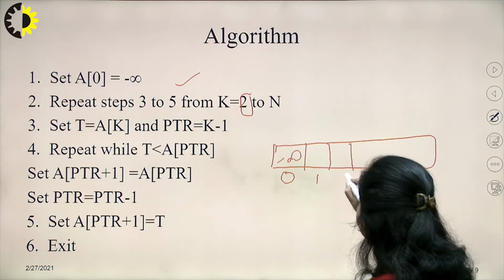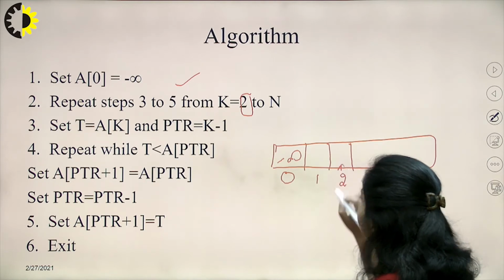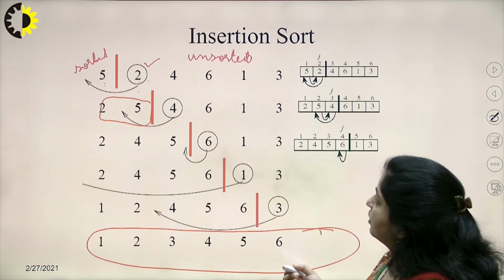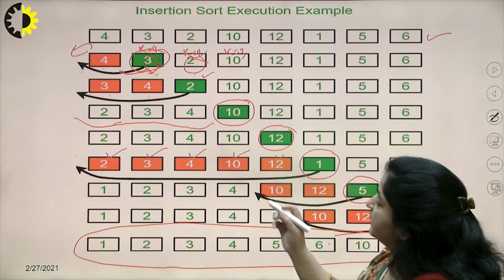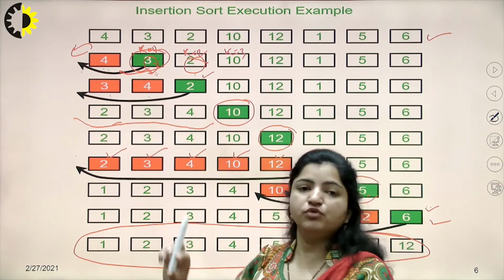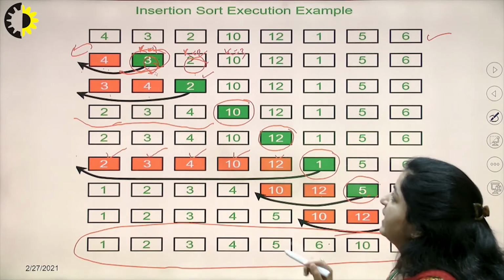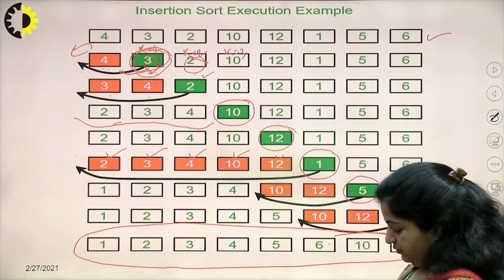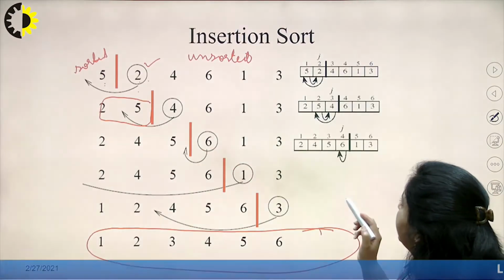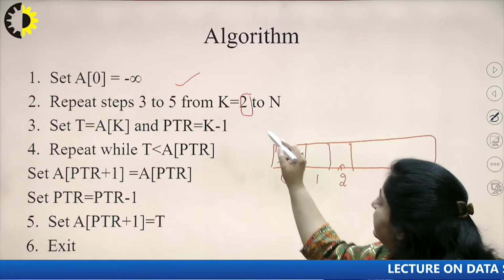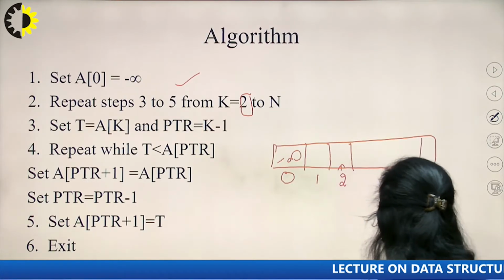So we are starting our comparison with this second positional value. As we have seen in this previous example also, I started my comparison with the value 3 and skipped the value 4. So the number of comparisons start with k equal to 2, and they will keep on going from k = 2 to n, that is the last positional value of this array.